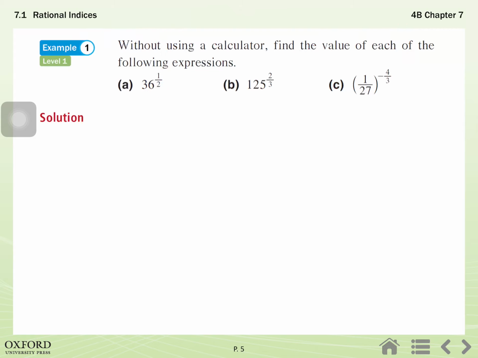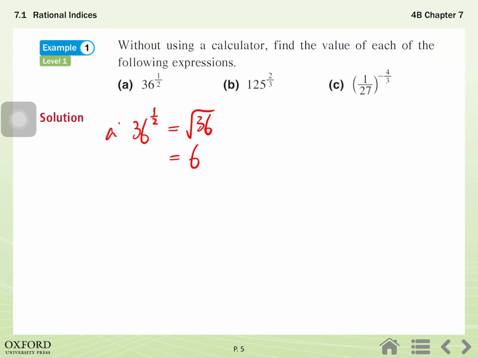Now let's look at this example, warm-up one. So without using a calculator, find the value of these examples. First of all, 36 to the power 1 half, which is actually root 36, and then you will have 6.